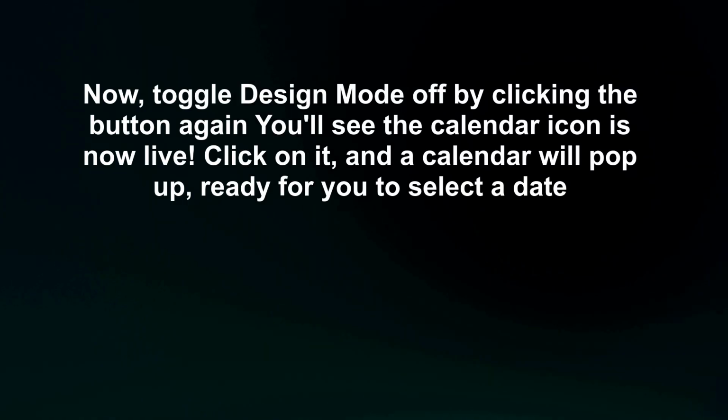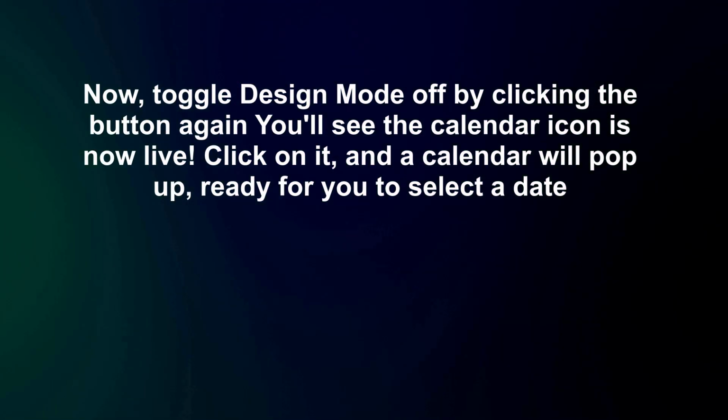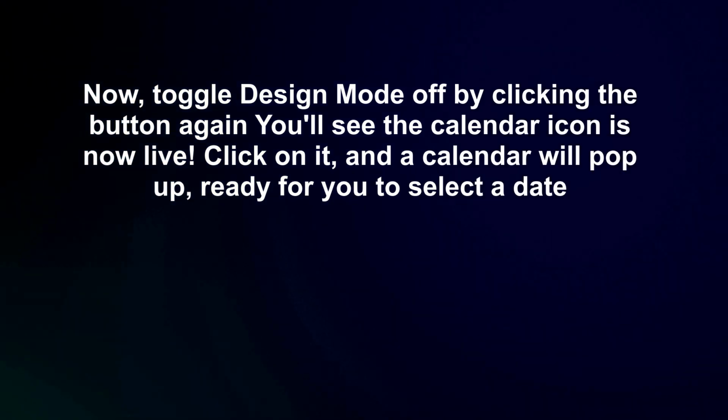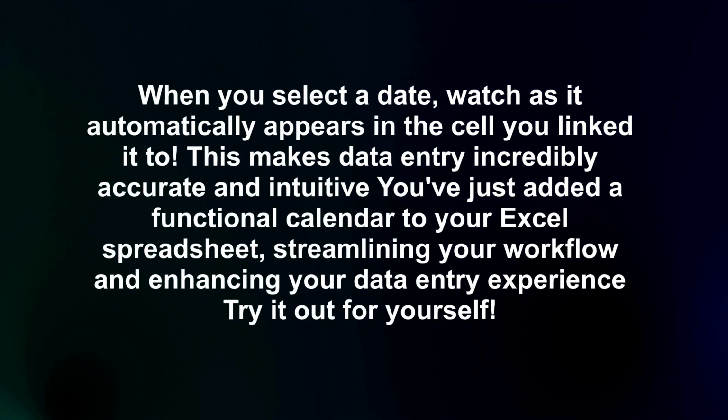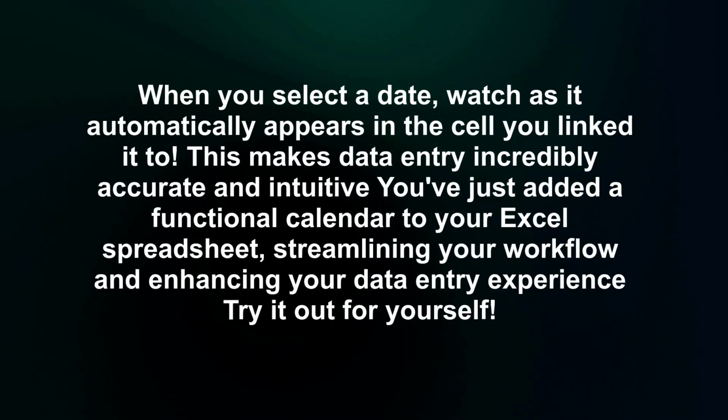Now, toggle design mode off by clicking the button again. You'll see the calendar icon is now live. Click on it, and a calendar will pop up, ready for you to select a date. When you select a date, watch as it automatically appears in the cell you linked it to.